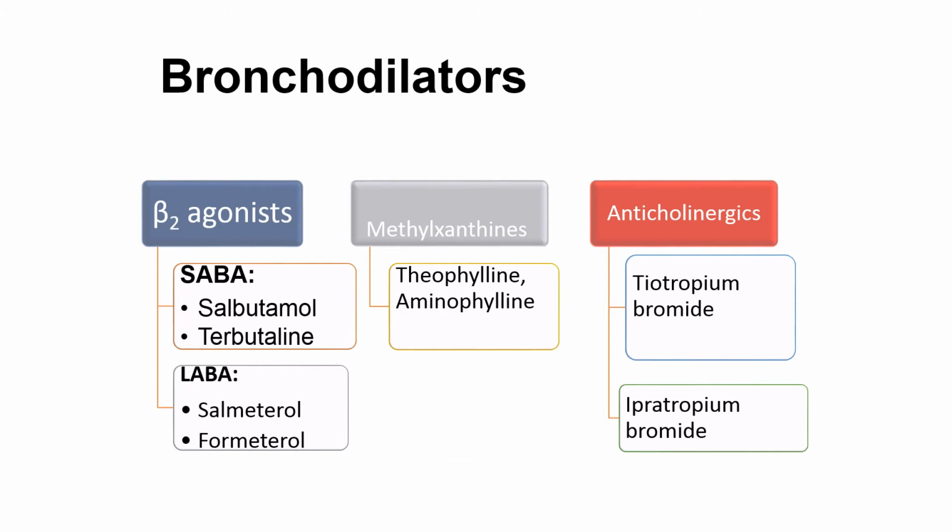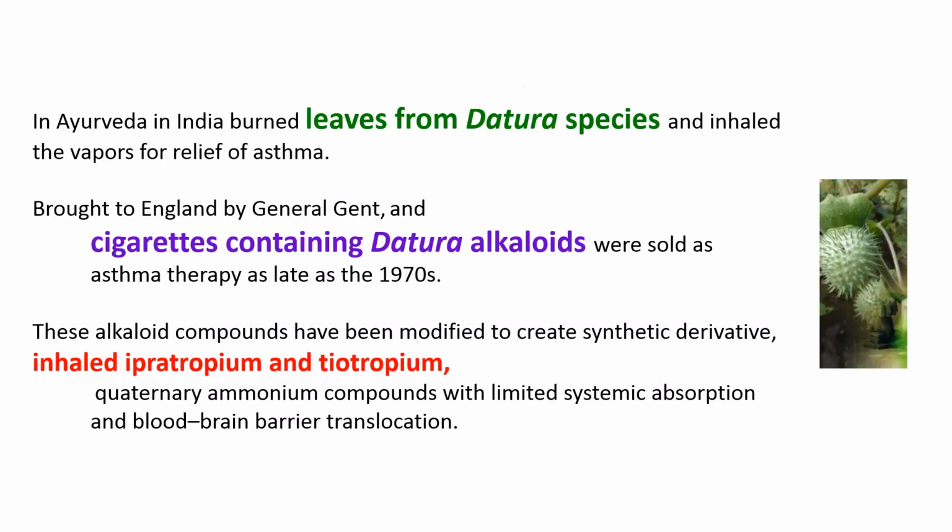So among beta 2 agonists, we have short-acting beta 2 agonist and long-acting beta 2 agonist. Now, before moving further and discussing bronchodilators, particularly beta 2 agonist, I will just give you a brief overview about the historical aspects of the pharmacotherapy of bronchial asthma.